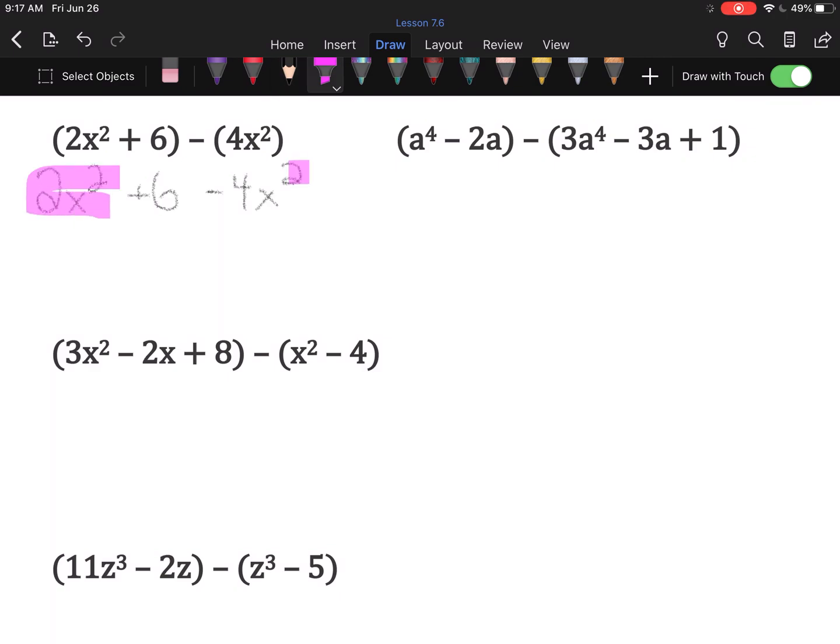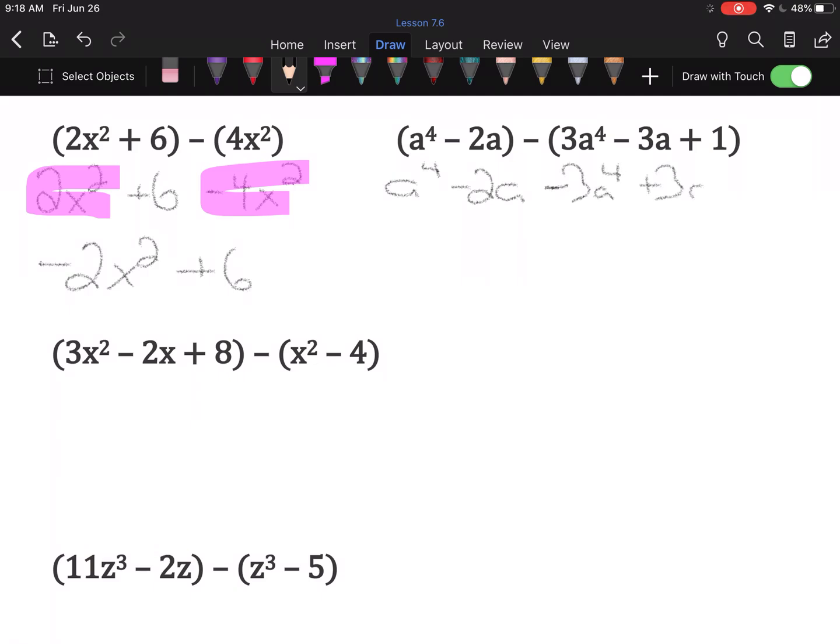Now we just look at our like terms and combine. 2x squared minus 4x squared is negative 2x squared, and the plus 6 carries. So these problems we do need to rewrite. So a to the fourth minus 2a doesn't change. The 3a to the fourth becomes negative. The 3a becomes positive. The 1 becomes negative. It forces us to change the signs.